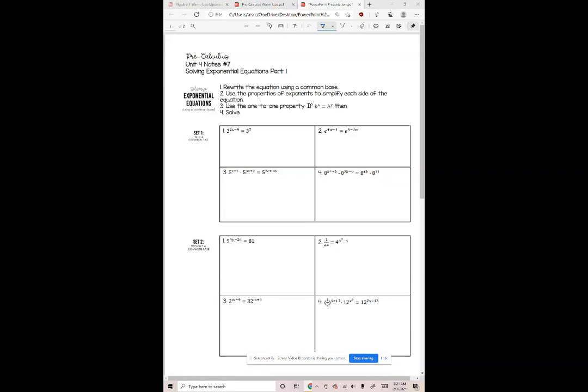Okay, so these are our 4.7 notes, solving exponential equations, part 1. So you're going to find that today you're going to want to rewrite using a common base. So that base is going to have to be the same. We're going to use the properties of exponents to simplify each side, and then use the one-to-one property to solve.